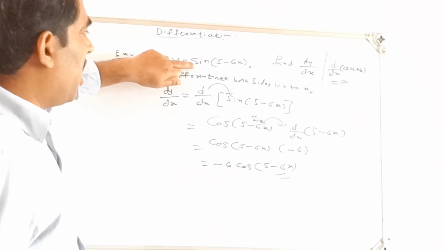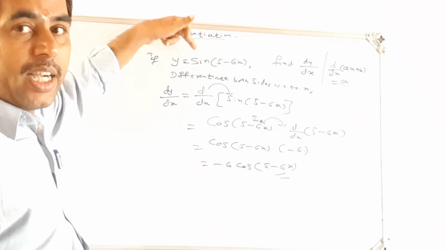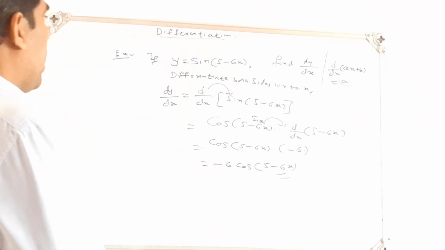Here I have considered sine. So you go on changing that to cos, secant, cosecant, cot, whatever it may be.